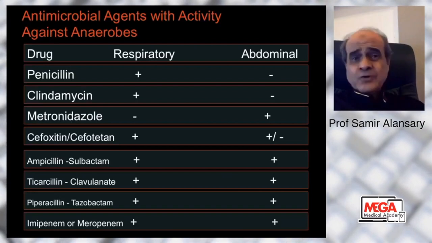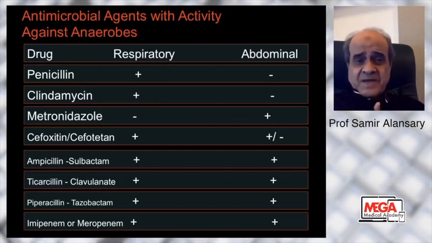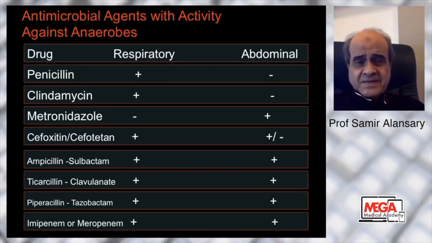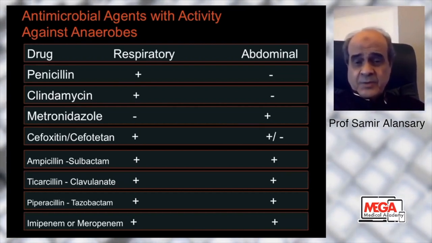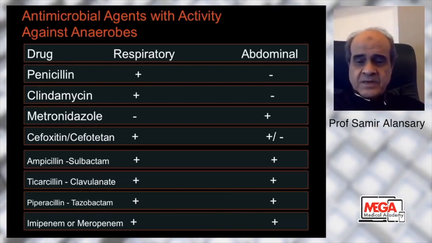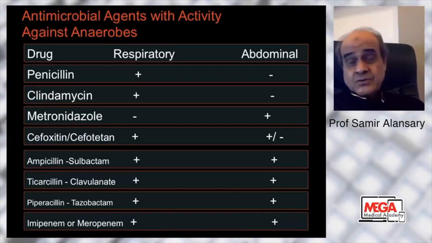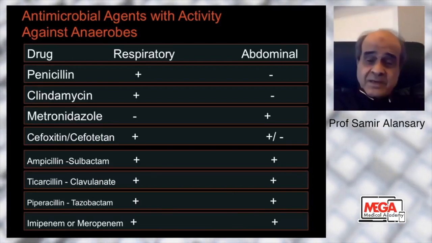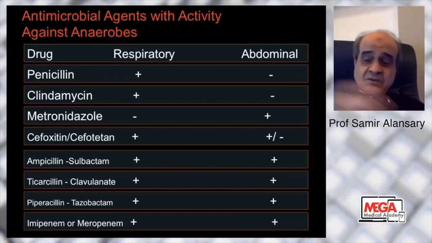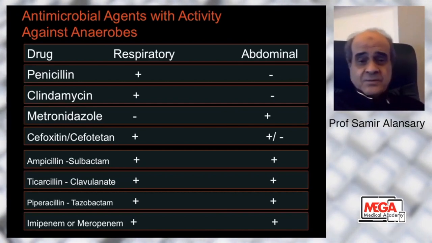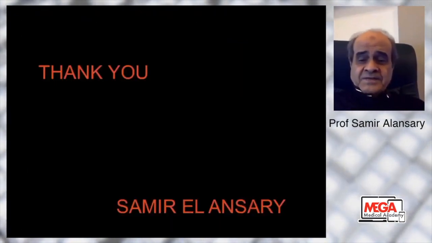Don't forget the anaerobic spectrum of some drugs such as metronidazole and clindamycin, tetracycline, clavulanate, piperacillin, and imipenem and meropenem or carbapenems, which all cover the anaerobic bacteria. Metronidazole, as you know, covers the anaerobes in the abdomen, clindamycin the other parts of the body, the upper and lower half of the body. And I think that's enough for today.